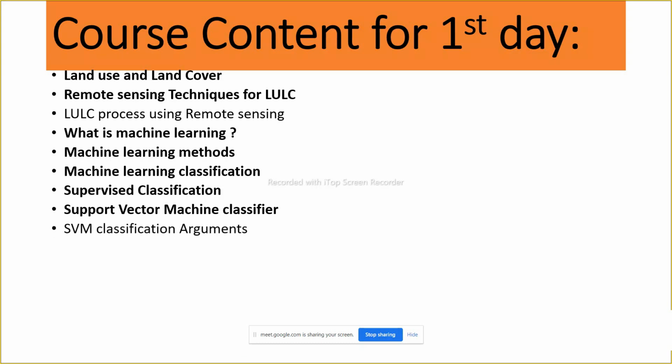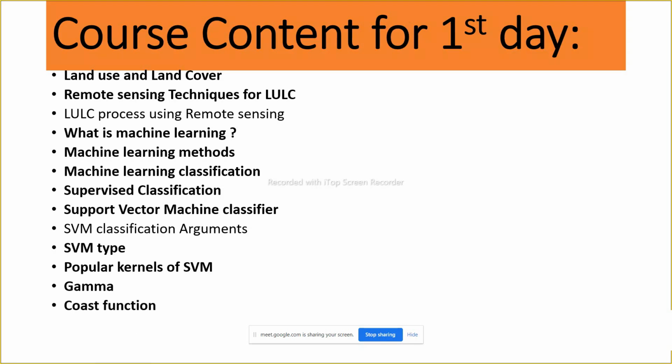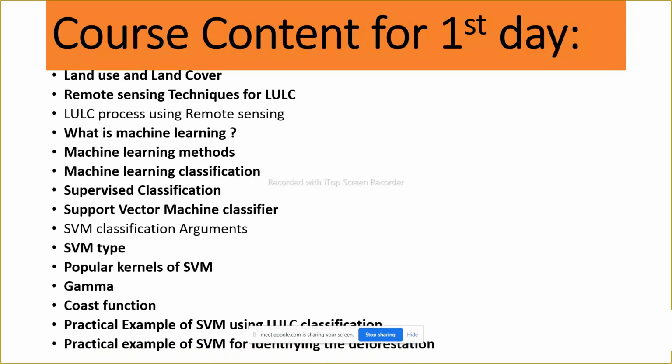Then I will discuss the support vector classification arguments, what types of support vector machine there are, and the popular kernels of support vector machine, the different types of kernel for running the model. We will also discuss gamma, which is a parameter of the support vector machine, and then the cost function. Finally we will make a practical example of support vector machine using the Google land use and land cover classification map, and also a practical example for identifying deforestation using the support vector machine algorithm.